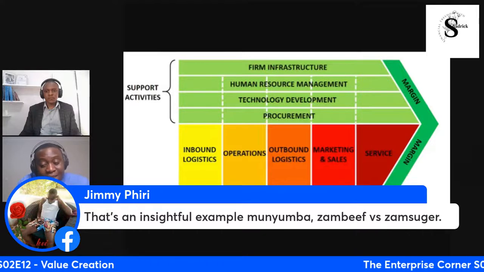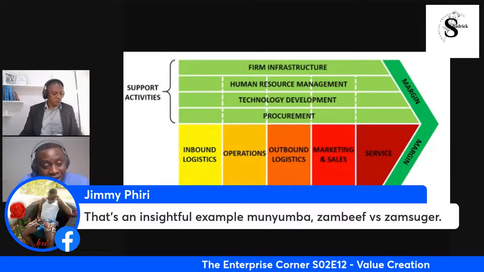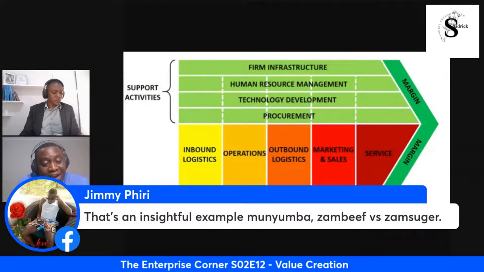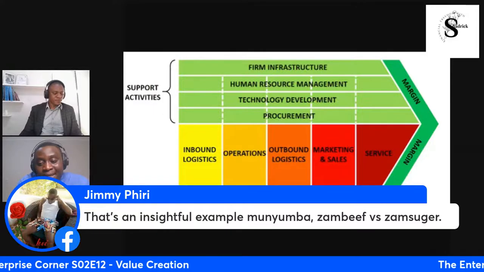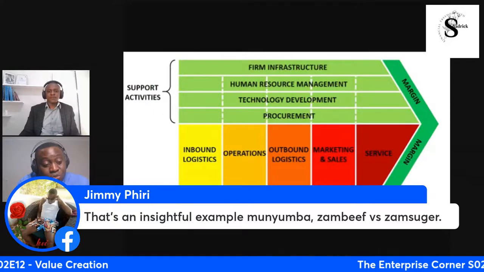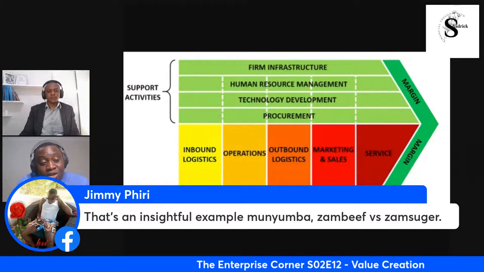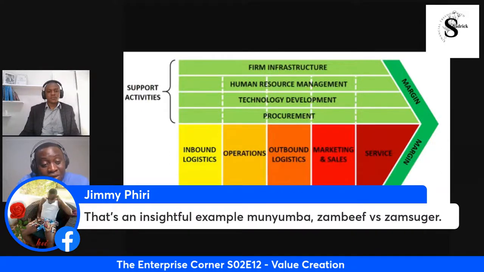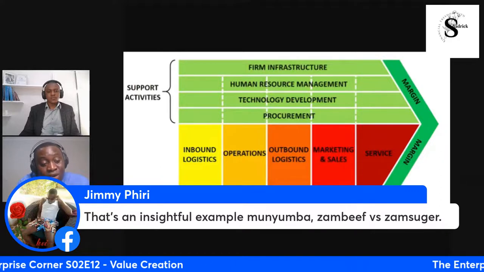And simply, one, simplify your value chain. If you're making less than a million kwacha, don't make life complicated by adding too many products. Too many of you make too many products in your business, and then you start complicating your lives. Your inbound logistics become very expensive because you diversified too early and you hurt yourself.